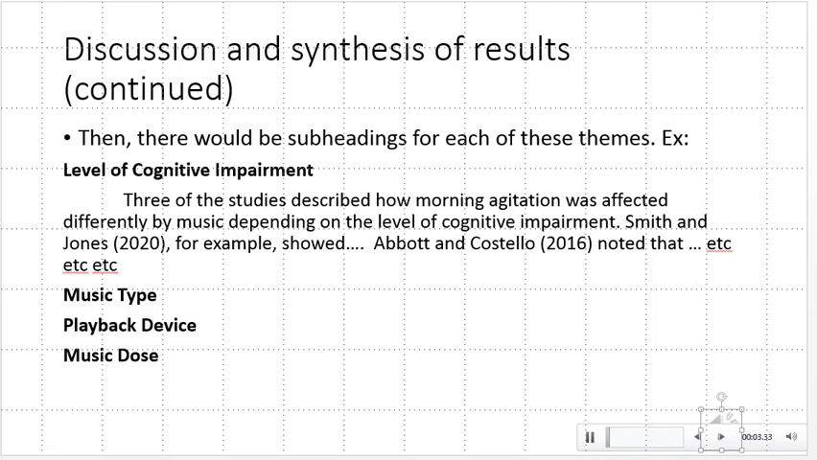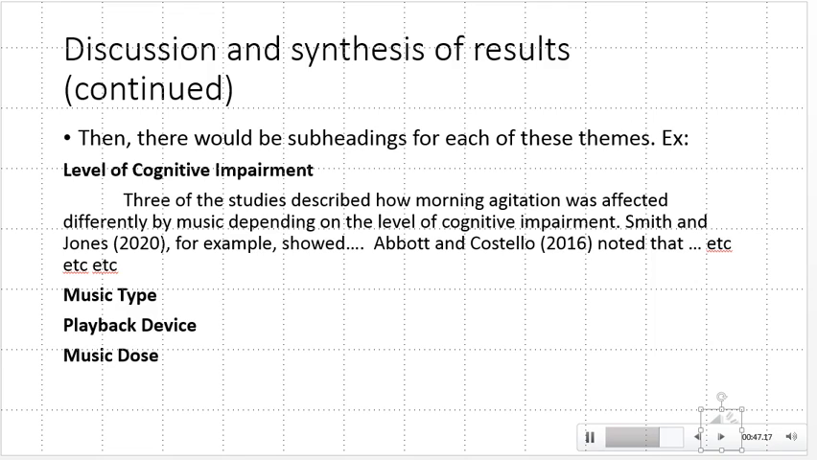So then once you've said what the themes are that you found, this really suggests the use of more subheadings, which again makes the paper easier to read and easier to write actually. So you would have, say, subheadings for each of these things. For example, carrying on with the example I just used, level of cognitive impairment was one of the factors. So then you might say something like, 3 of the studies included described how morning agitation was affected differently by music depending on how cognitively impaired the individual was. Smith and Jones, for example, showed blah, blah, blah. Abbott and Costello noted blah, blah, blah, and so on and so forth.